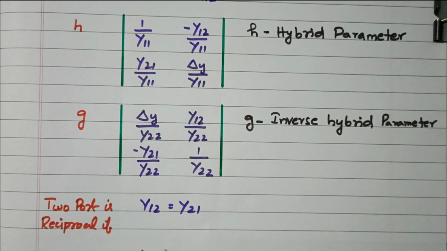This is the condition. So in this video, we discussed how the Y parameter is expressed for all the other 5 parameters: Z, A, B, C, D, the inverse transmission parameter A dash, B dash, C dash, D dash, then the hybrid parameter and the inverse hybrid parameter.